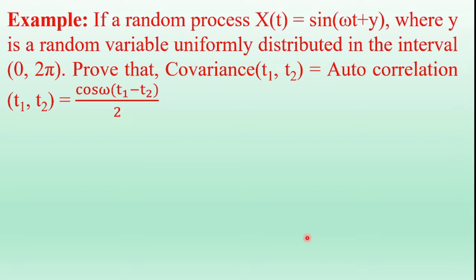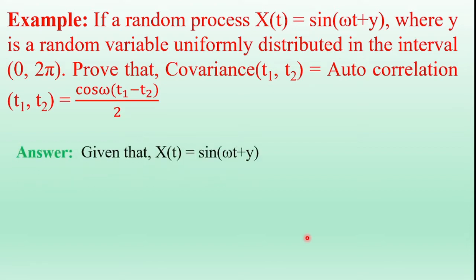In this video, I am going to discuss an example of autocorrelation function and covariance function. The example is: if a random process x of t is sine of omega t plus y, where y is a random variable uniformly distributed in the interval 0 to 2 pi, prove that the covariance of t1, t2 is equal to the autocorrelation of t1, t2, which is equal to cos of omega t1 minus omega t2, divided by 2.